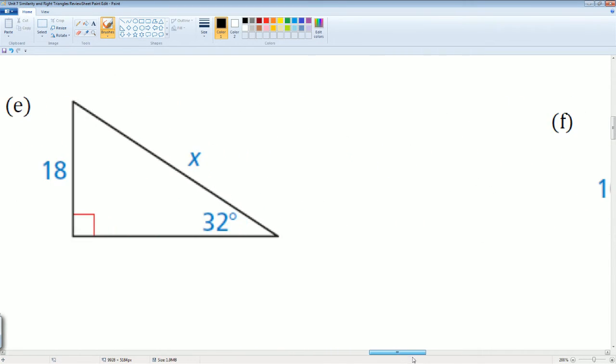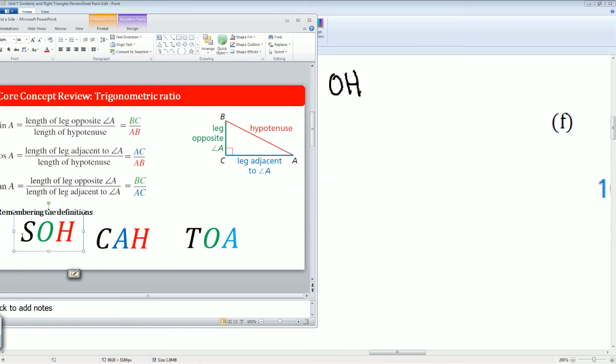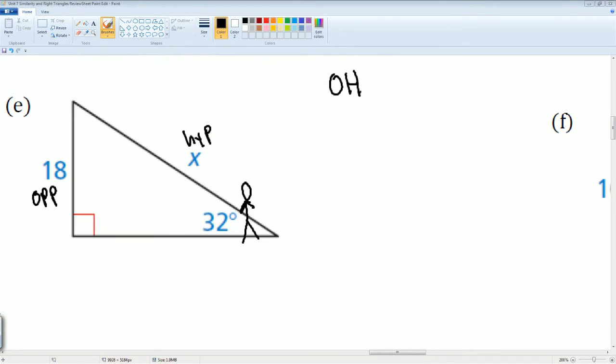Let's do E. Draw the guy on the angle. Label 18. That's my opposite. X is my hypotenuse. So I have the letters O and H. I look at my notes. O and H is sine because of SOH. So I write S here to help me out. So I write sine of 32 degrees is equal to opposite, which is 18, divided by the hypotenuse, which is x. Multiply x to both sides.